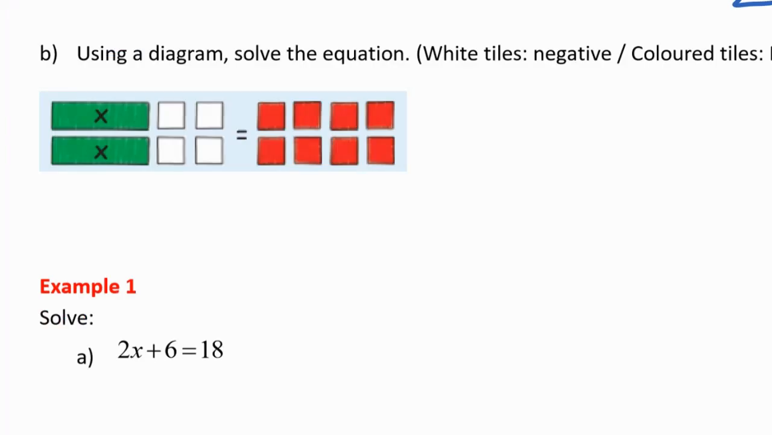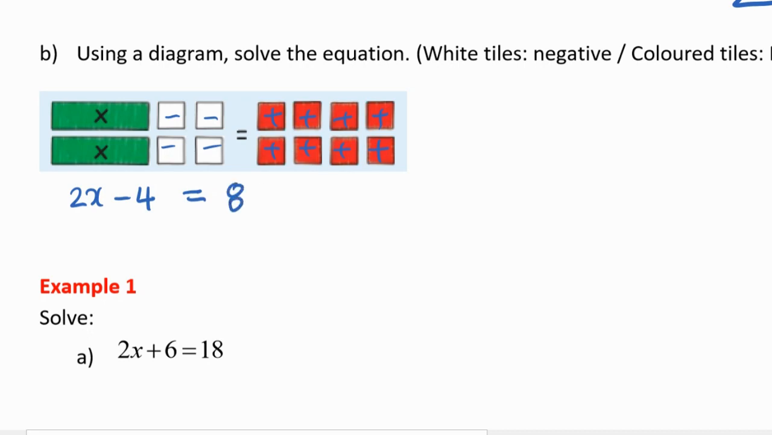Now we have algebra tiles. So this time we're going to use algebra tiles to solve the equation. I have 2x and 4 white tiles. White tiles are negative. So you have 4 negative integer tiles, and red tiles are positive. You have 8 positive integer tiles. Alright, so this is basically 2x minus 4 equals 8.